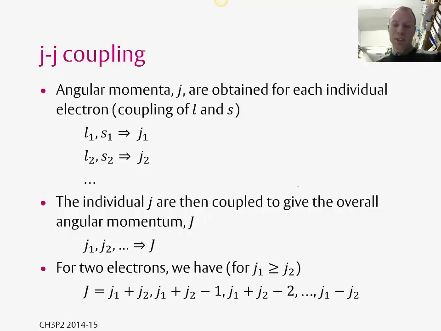If we have two electrons, and J1 is larger than or equal to J2, the final values that capital J can take are given in this list here. So basically it's from the sum of the two J values down to the difference between the two J values. All these numbers are going to be positive. The last value could potentially be equal to 0 if J1 is the same as J2. Otherwise it's going to be a positive number. It doesn't have to be an integer, as we've seen, so it'll either be integer or half integer. So that's JJ coupling. I'm not going to talk about that any further.